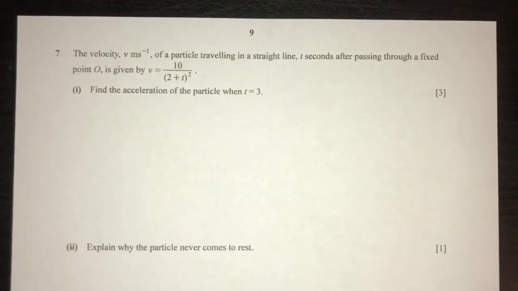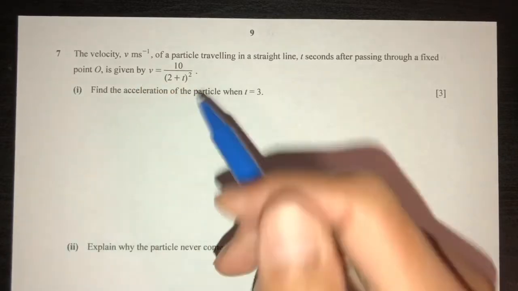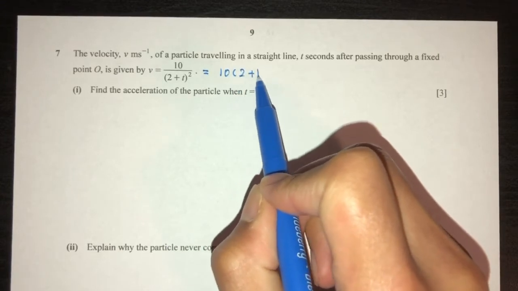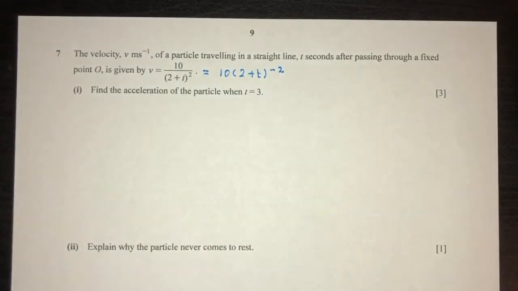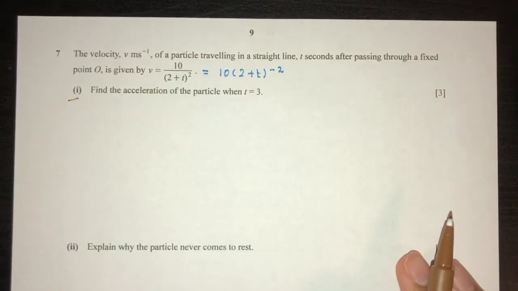Let's move on to question number 7. The velocity v of a particle traveling in a straight line t seconds after passing a fixed point O is given to you by this. If you want to rewrite this, you can write this as 10 times (2 plus t) to the power minus 2. Next step is to find the acceleration of the particle when time equals 3.